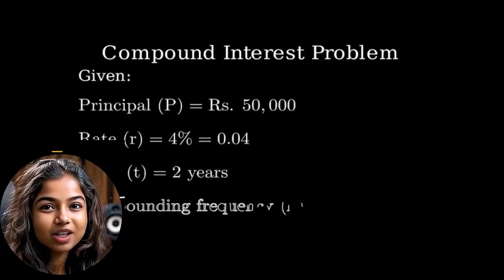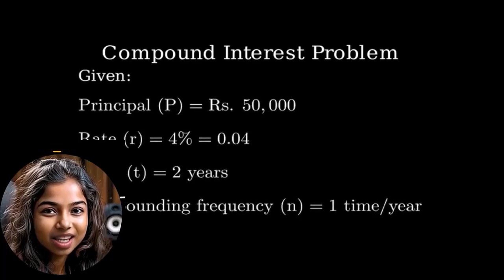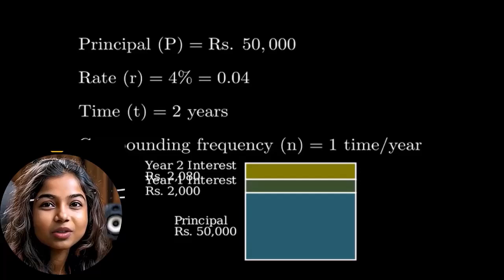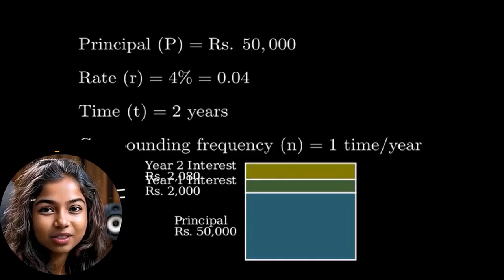Compound interest problem step by step. We need to calculate the compound interest on 50,000 rupees at 4% per annum for 2 years, compounded annually. Let's understand what compound interest means. In the first year, we earn interest on our principal of 50,000 rupees. But in the second year, we earn interest not just on the original principal, but also on the interest we earned in the first year. This is why it's called compound interest.